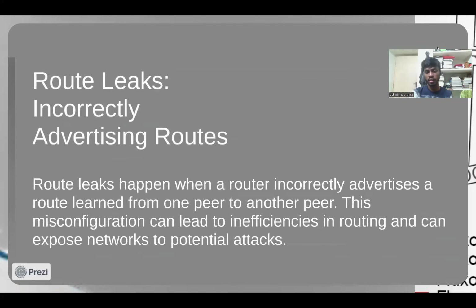Route leaks, incorrectly advertising the routes. It happens when a router incorrectly advertises a route learned from another peer. This misconfiguration can lead to inefficiencies in routing and causes the networks to be exposed to potential attacks.